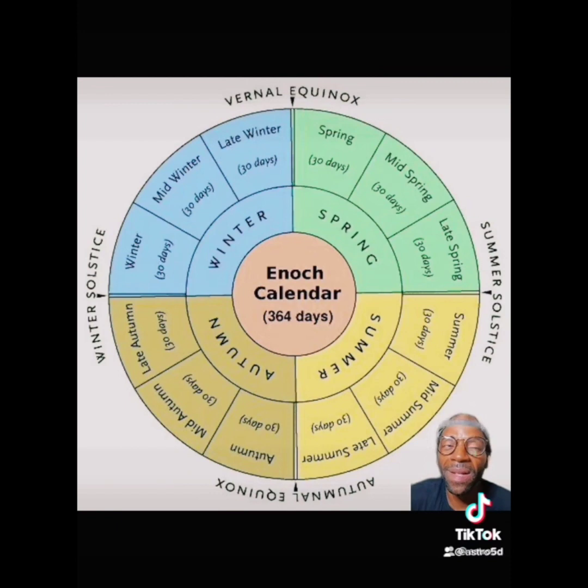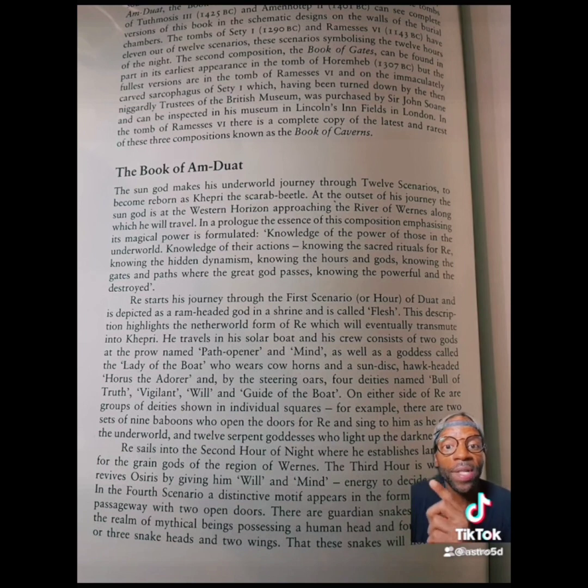Now, does the sun actually battle a great snake, or is it symbolic for something else? Take a look at this Enoch calendar. You have the 4 seasons: winter, spring, autumn, and summer. The sun is at its lowest point in winter, December the 21st. And at that point, Re starts his journey through the first scenario or hour of Duat and is depicted as a ram-headed god in a shrine and is called Flesh. Essentially, the sun starts his descent into the underworld.